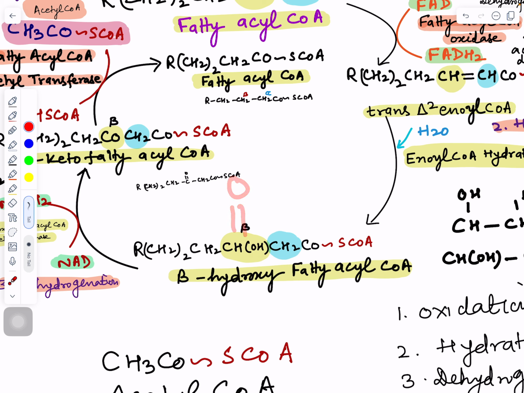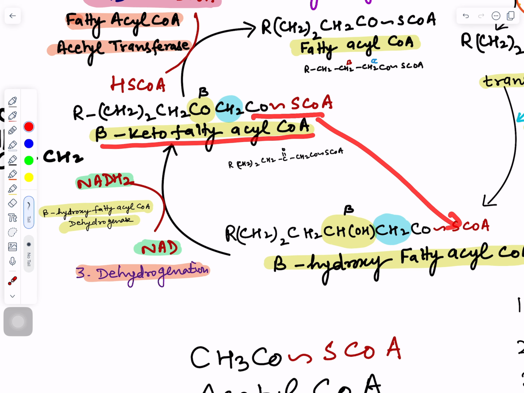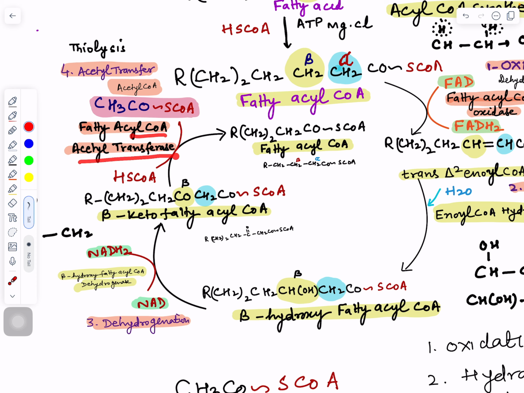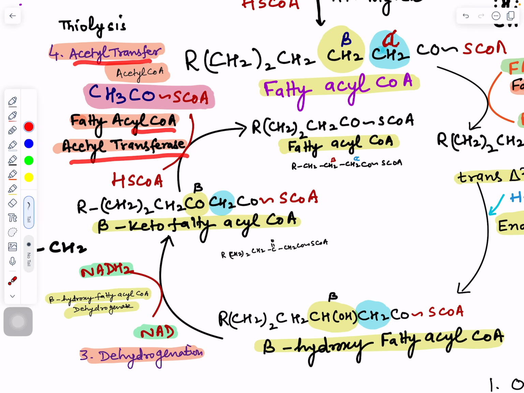We can compare these 2 molecules. This is the same, right? Here it is the same, but at this position a keto group is being created like this, right? So this is called beta keto fatty acyl coenzyme A, right? Here I have shown how this keto group is being created. Now fatty acyl coenzyme A acetyl transferase. This is also called thiolysis or acetyl transfer reaction. I mean, acetyl is being transferred.